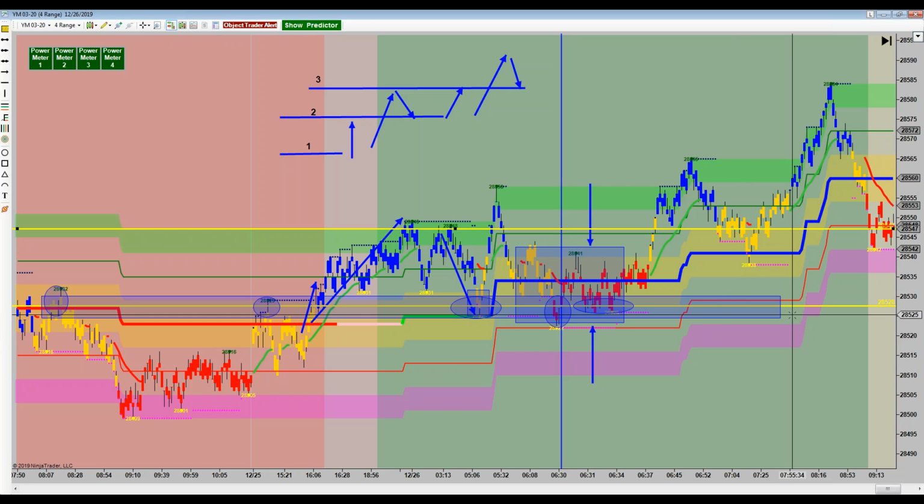So now what we have is we have defined a 20 tick range where we now have support and we now have resistance. And so how do we trade it?